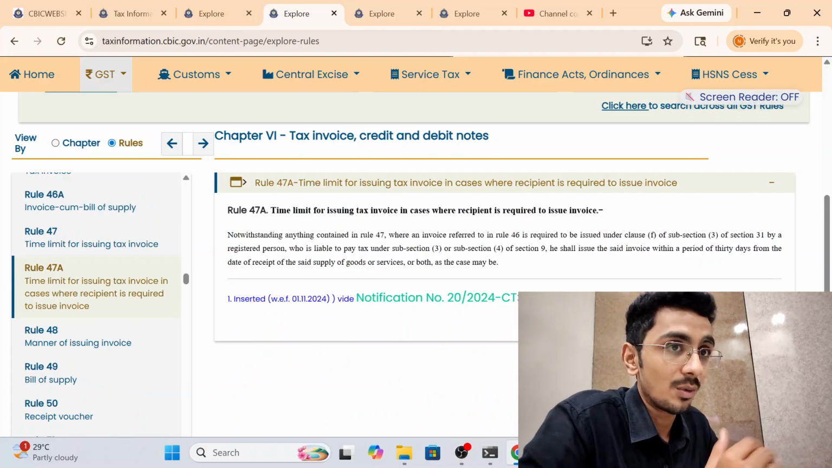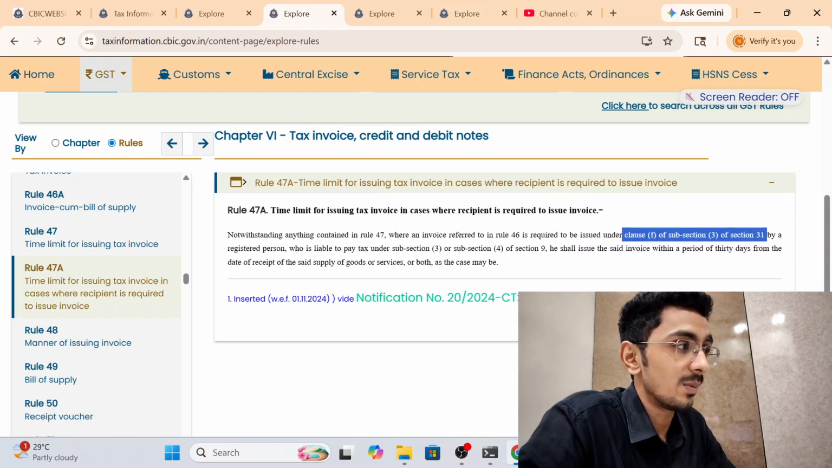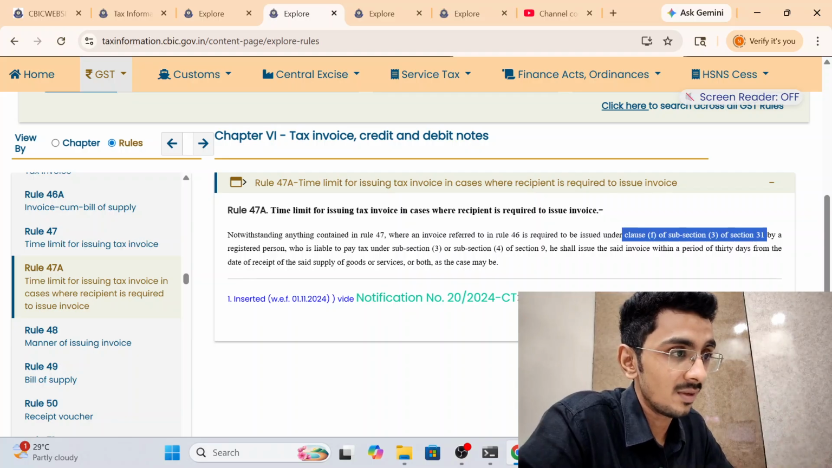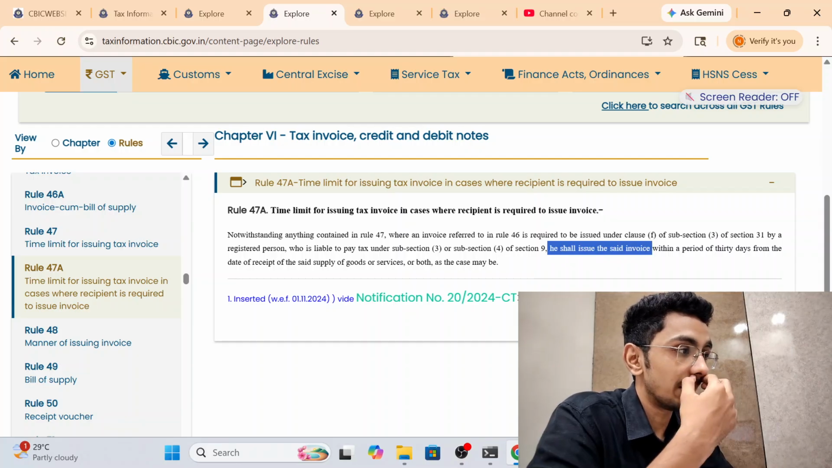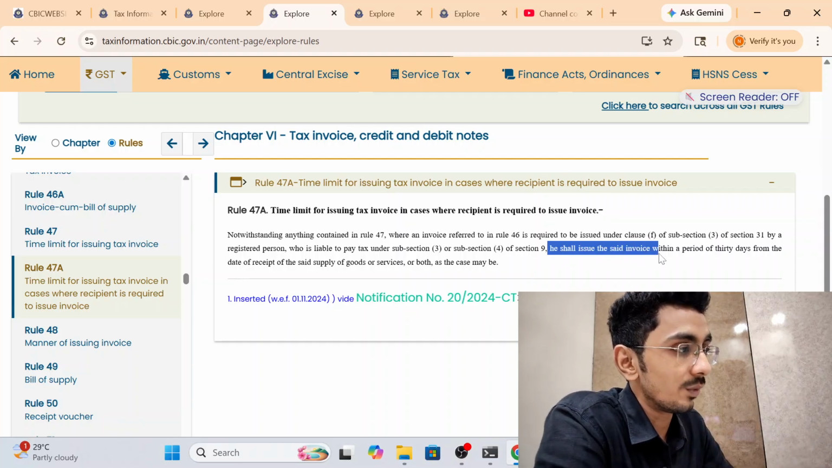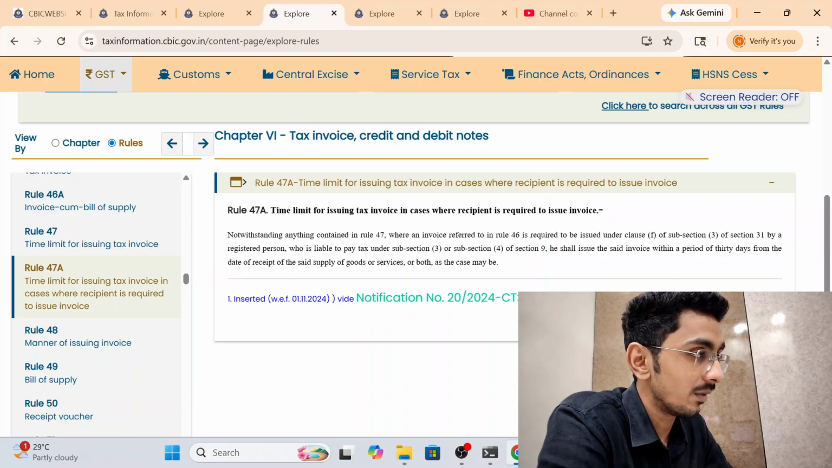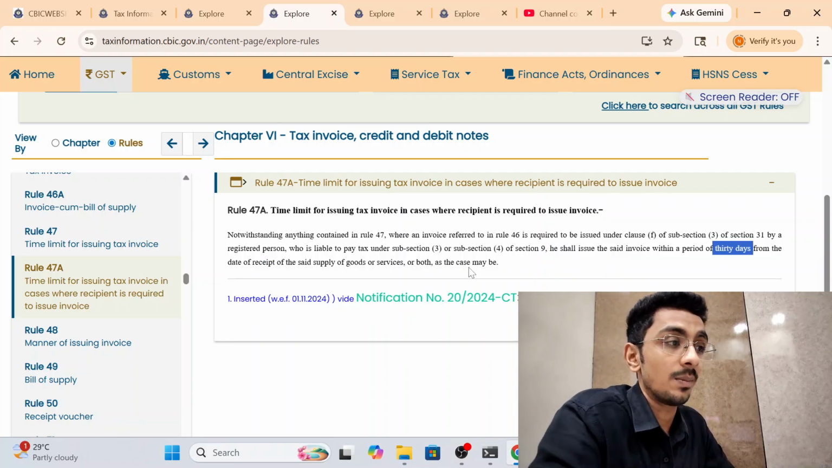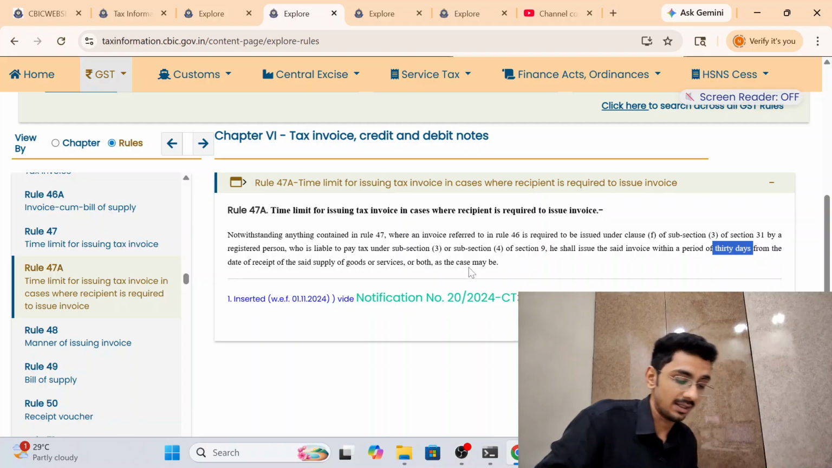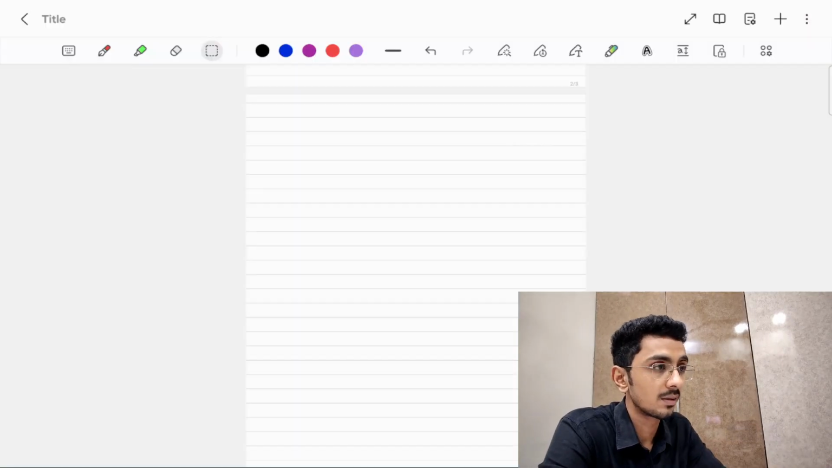Now, again, coming back to Rule 47A, it states that whoever is required to issue an invoice as per Section 31, subsection 3, clause F, in that case, he shall issue the said invoice within a period of 30 days from the date of receipt of the said goods or services or both, as the case may be. So probably I made a mistake in explaining earlier. Let me just correct it.